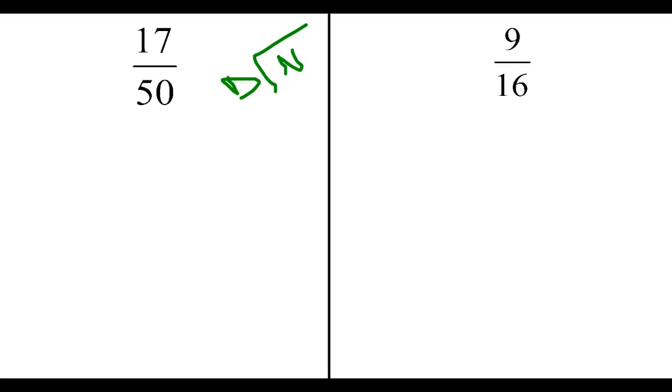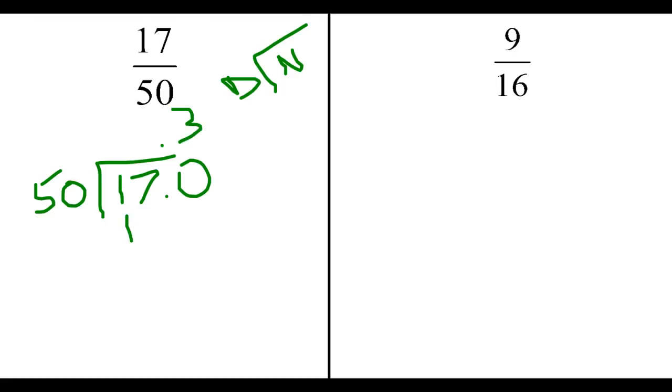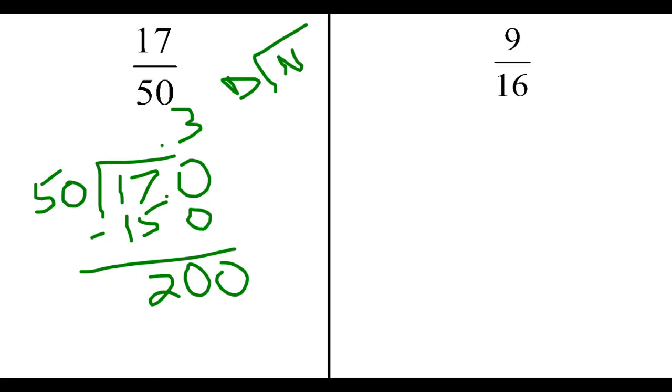So this is 17 divided by 50. That's what 17/50ths means. 50 doesn't go into 17, but it does go into 173 times. Add another 0, keep going, and 50 goes into 204 times. So our decimal version of 17/50ths is 0.34.